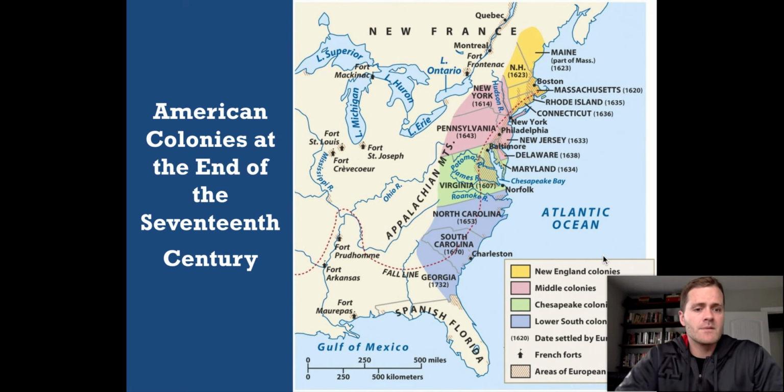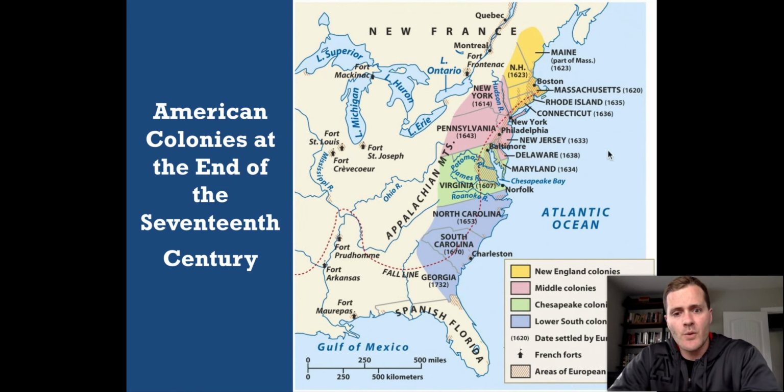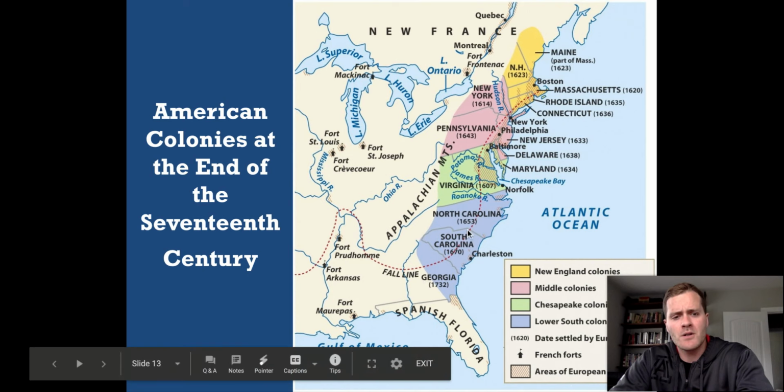So by the end of the 17th century, this is kind of what our geographic setting is going to look like. We're going to see the New England colonies, which are up here at the Northeast, NE, New England and Northeast. The colonies of Massachusetts, New Hampshire, Rhode Island, and Connecticut. We're going to see our middle colonies, what we now know as New York, Pennsylvania, New Jersey, Delaware, sure. Not that they necessarily matter to this conversation, but they're there. And then the Chesapeake colonies, which are going to be Virginia, and Maryland.